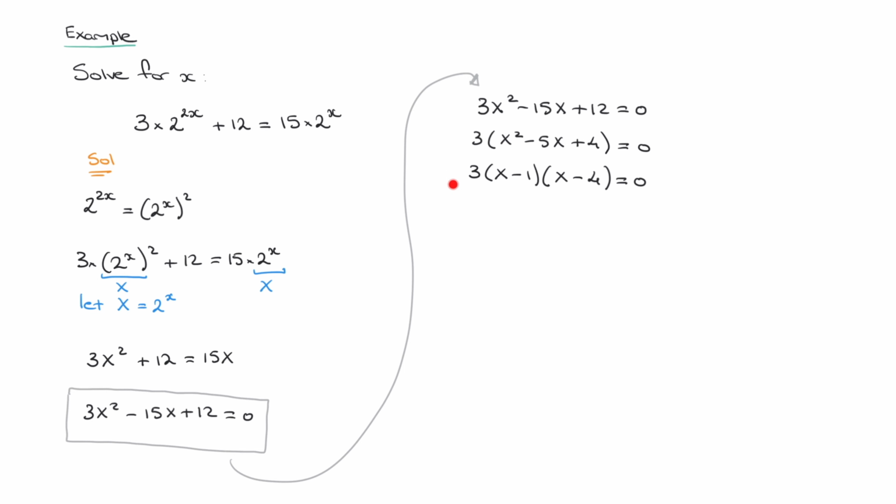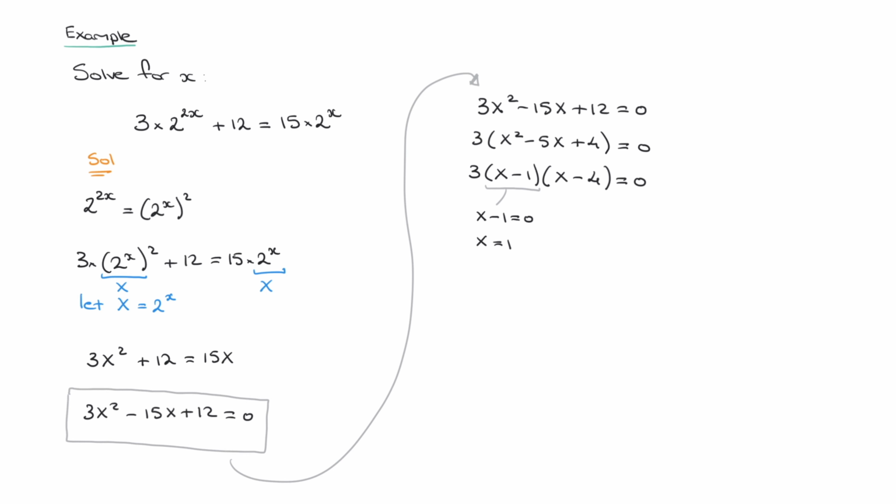Now, looking at this product of factors, since it has to equal 0, that means that either 3 equals 0, which clearly isn't the case, or that capital X minus 1 equals 0. And I'll go ahead and write that. One possibility is that capital X minus 1 equals 0, which would mean that capital X equals 1.